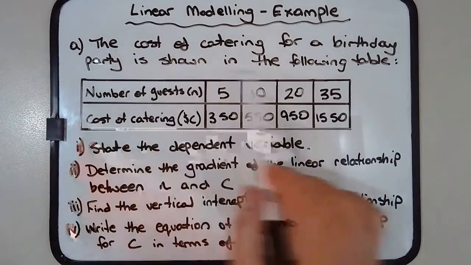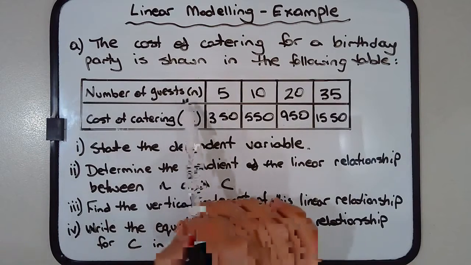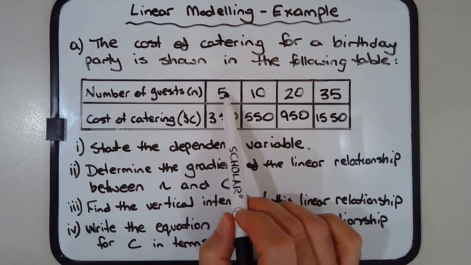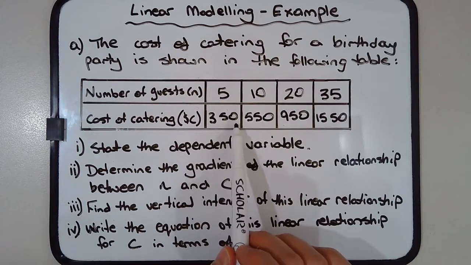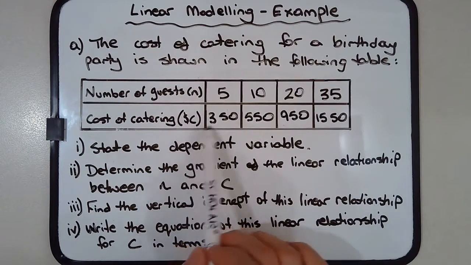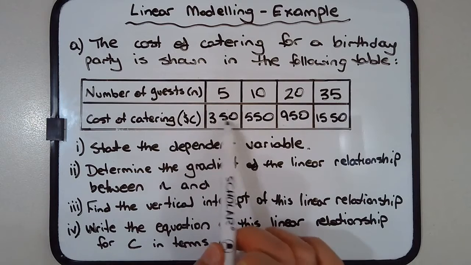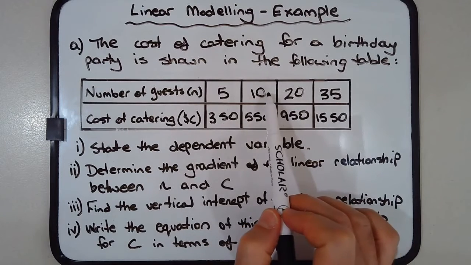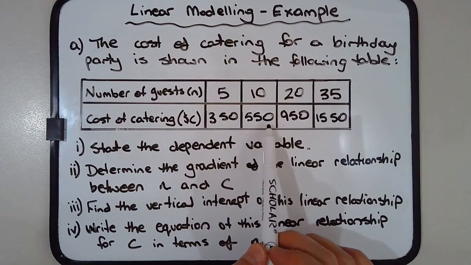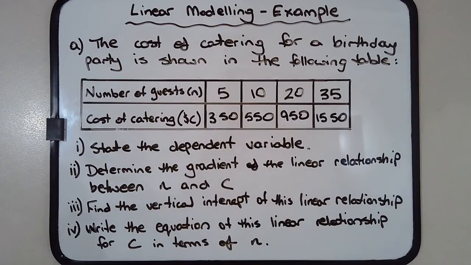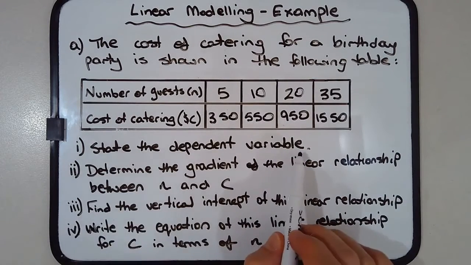So the cost of catering for a birthday party is shown in the following table. Number of guests, N, is in the top row. So for 5 guests, for example, it's going to cost $350 for catering, and that's given, and we're going to use the pronumeral C, or capital C, to represent the cost of catering. 10 guests, so when N is 10, the cost of catering is $550, so C would equal 550, and so on.